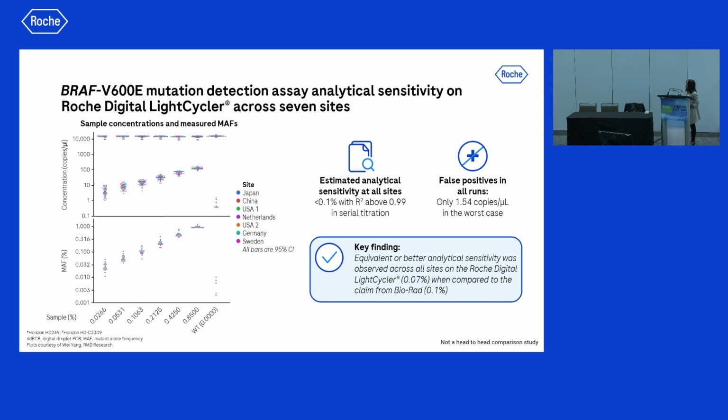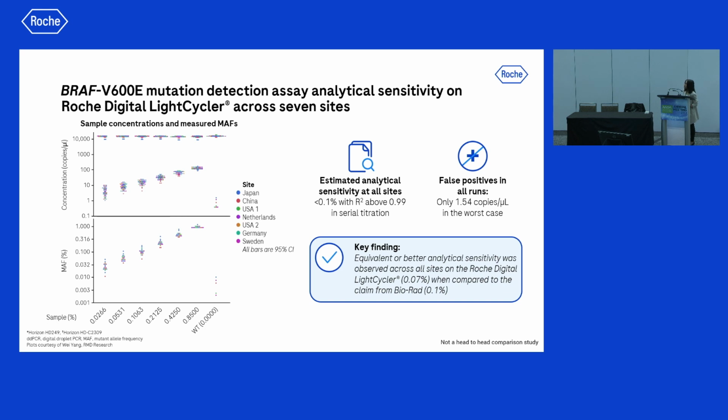The estimated analytical sensitivity was less than 0.1%, with an R-squared above 0.99 in the serial titration that was performed, and with the false positive rate being very, very low. That's indicative here of the wild type, with only about, in the worst case scenario, 1.54 copies per microliter. So what we can take home from this is that, because of the false positive we see here, when we look at the capability of the analytical sensitivity, it's actually going to be around 0.07%, right?